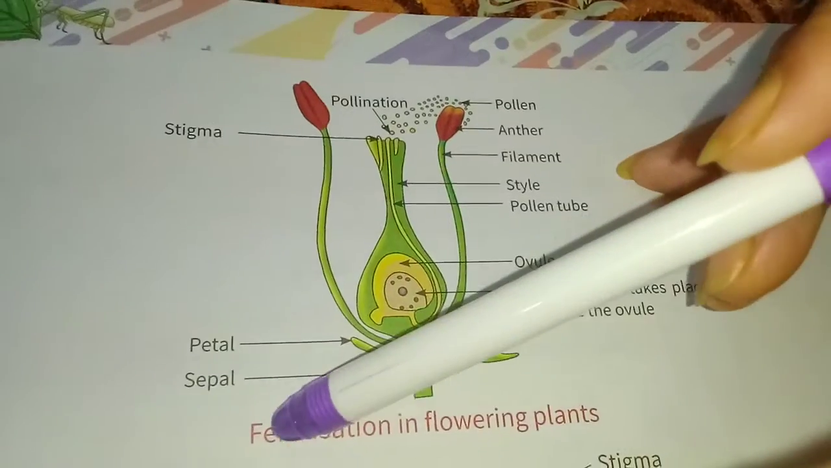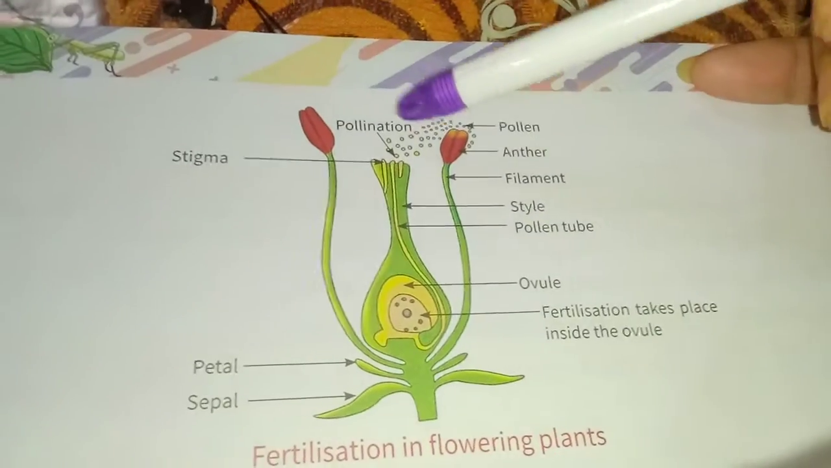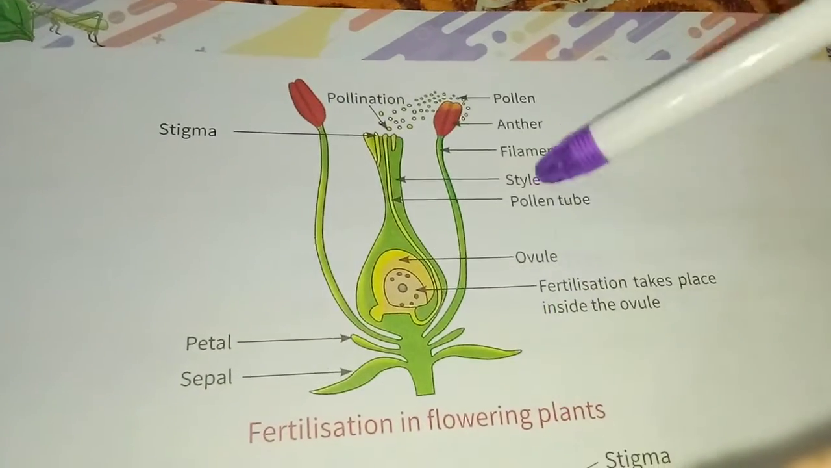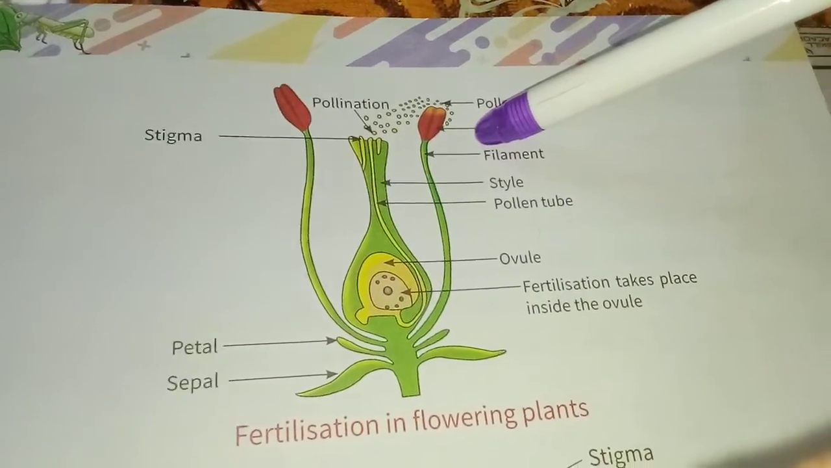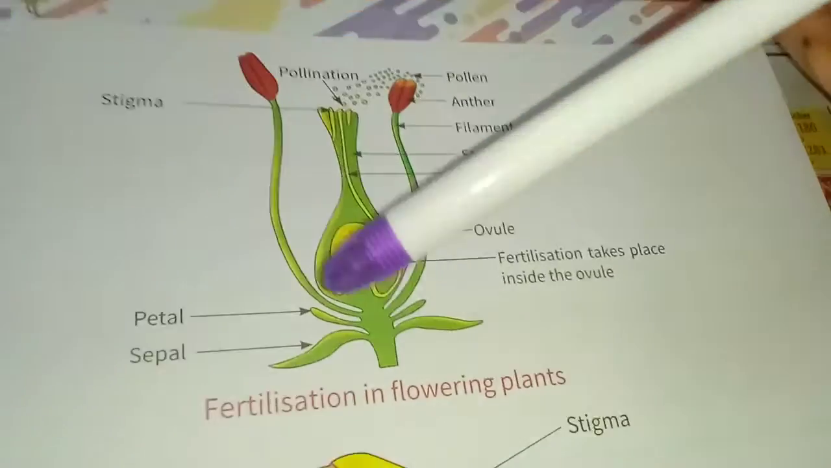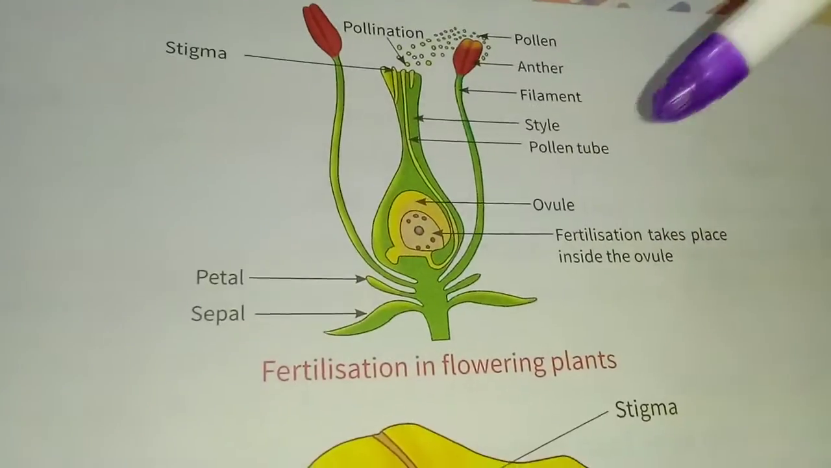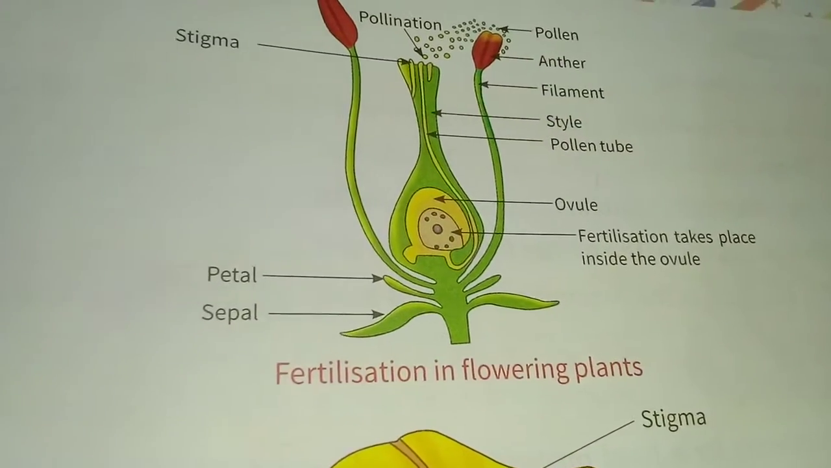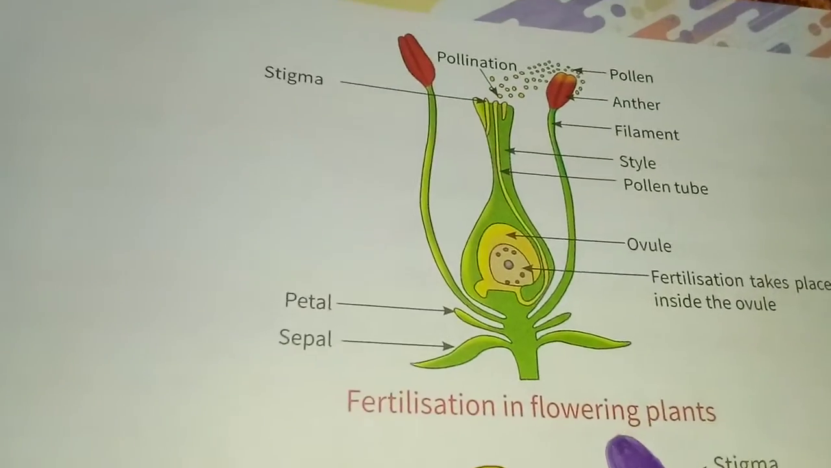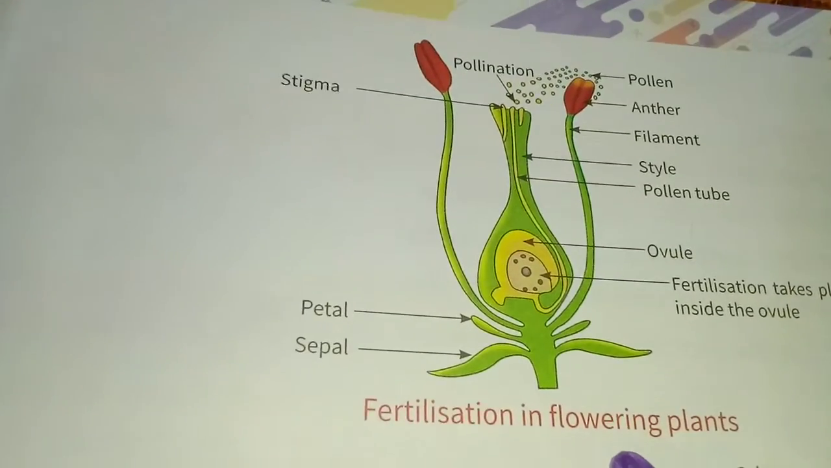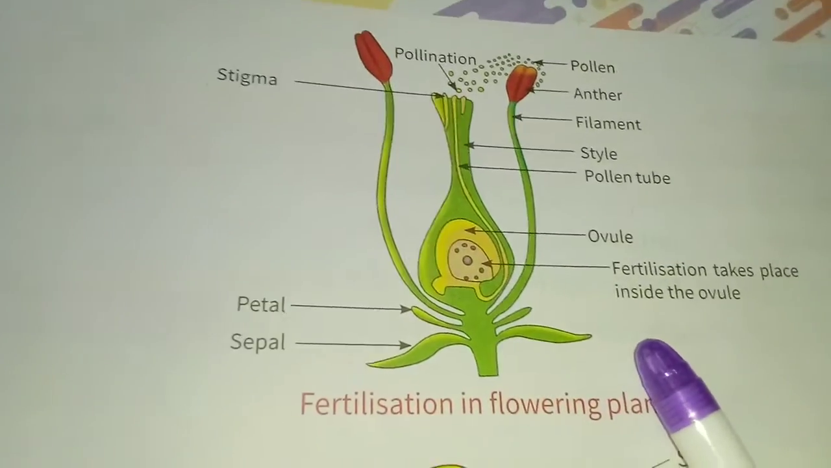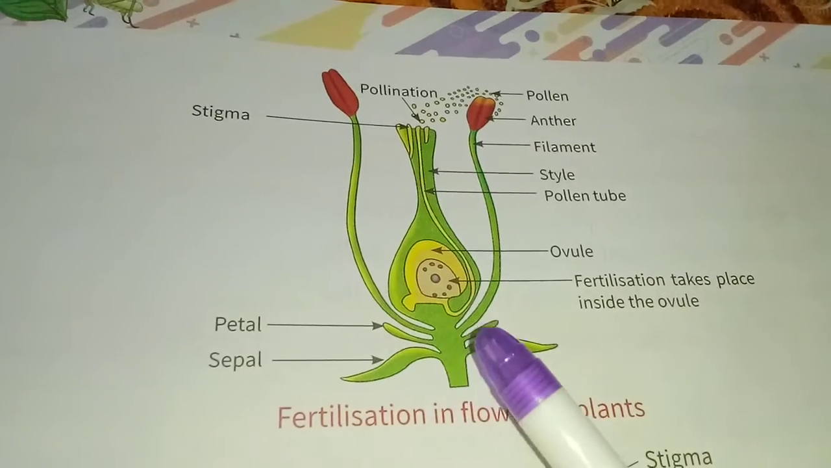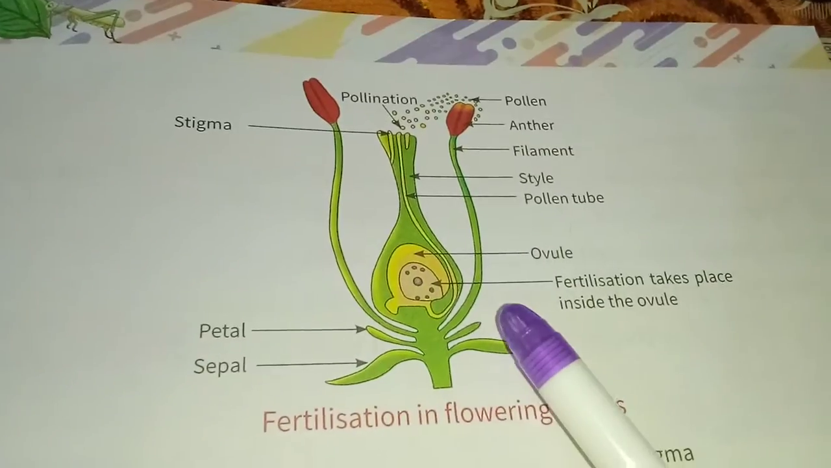So, fertilization in flowering plants. Please look at this diagram. This diagram shows us the petal, sepal and the male and female reproductive parts of the flower. Fertilization in a plant is carried out by the male and female reproductive parts present in the flower. Male reproductive part is what? Yes, stamen. And the female reproductive part is?